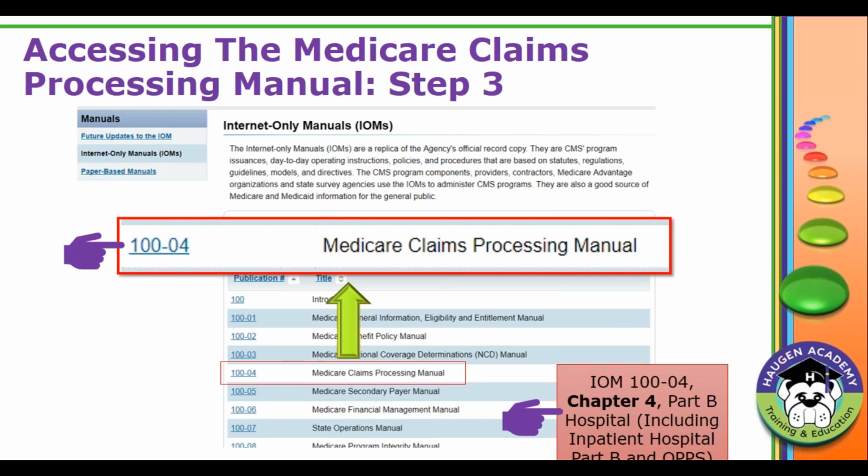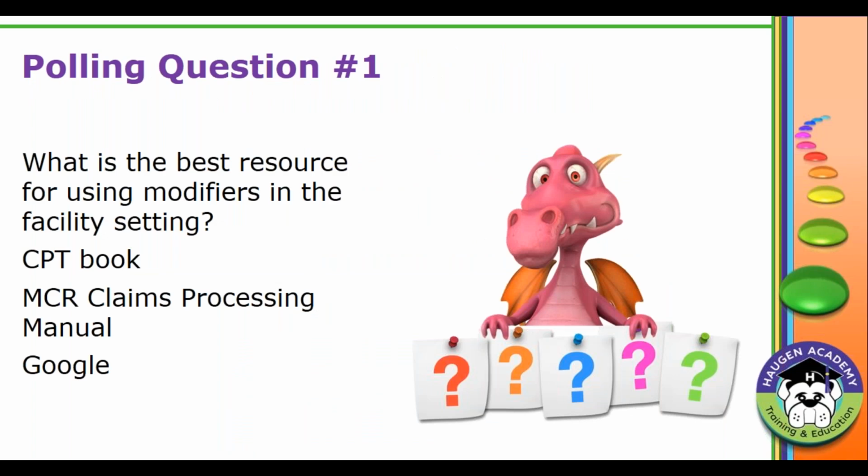So the Medicare Claims Processing Manual has a treasure trove of information for us in the hospital setting on how to use modifiers. And that will bring us into our first polling question. Kathy, will you launch the poll, please?